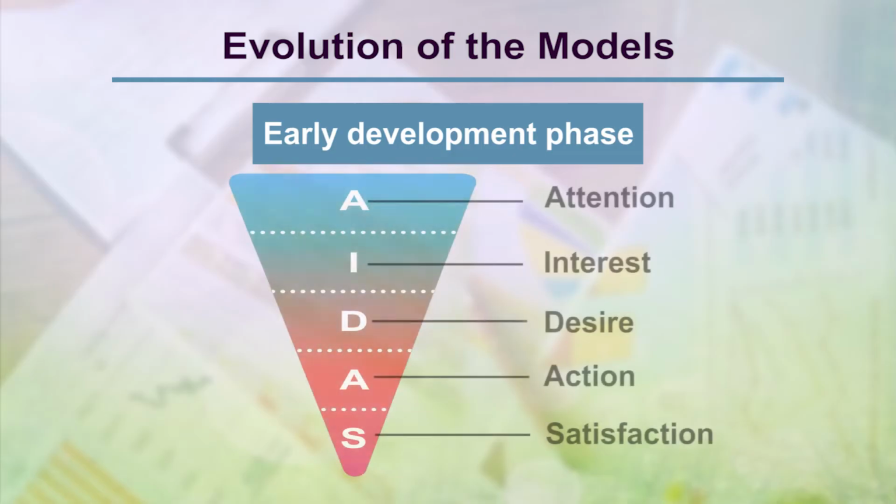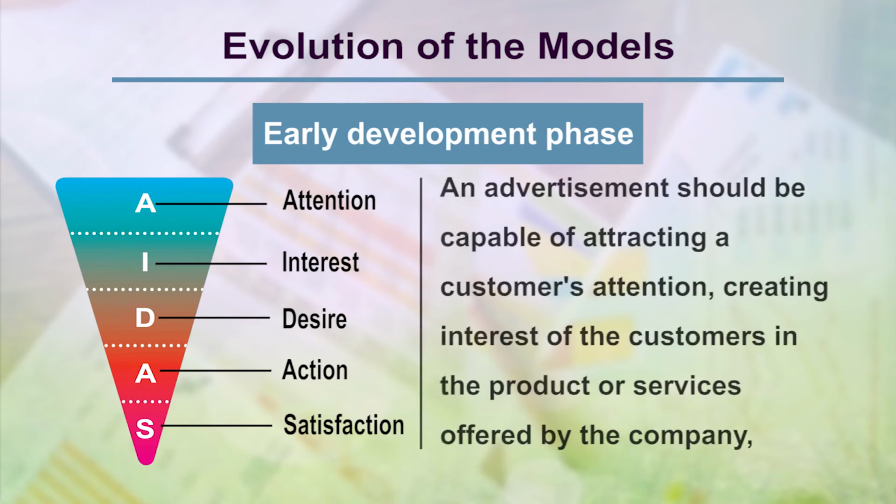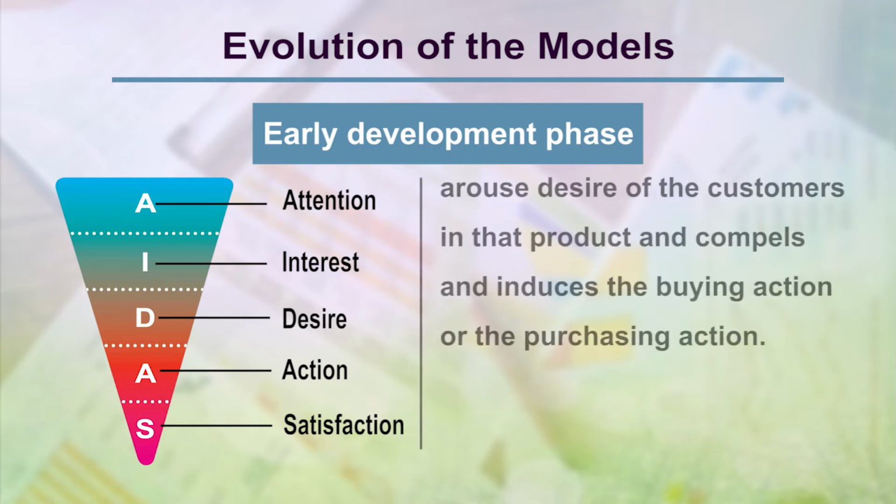Advertisement does not do that thing in real life. The AIDAS model, that is attention, interest, desire, action and satisfaction, suggested that an advertisement should be capable of attracting customers' attention, creating interest of the customers in the product or services offered by the company, arousing a desire of the customers in that product, and compelling and inducing the buying action or the final action.